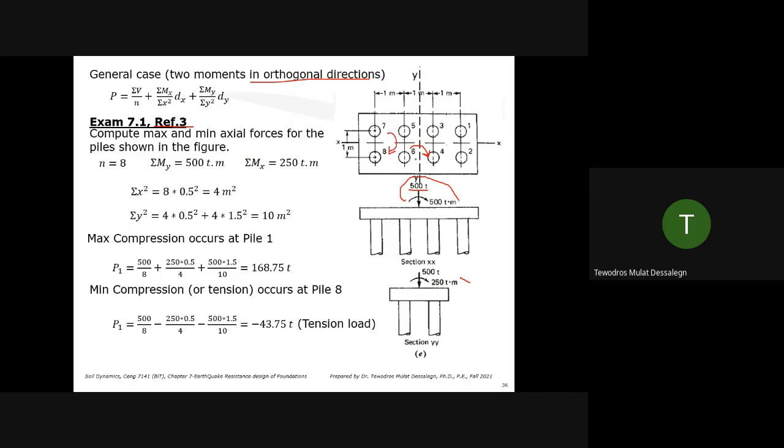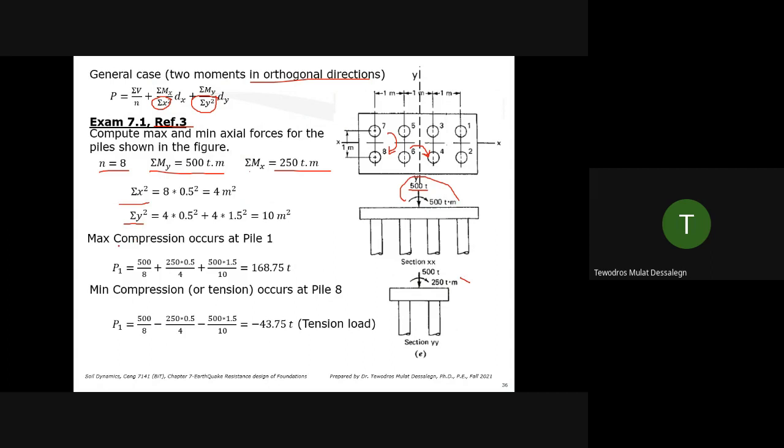So you have axial force and biaxial moments acting on this pile cap. So N, you have 8 piles, moment about y 500 ton meter, about x 250 ton meter. You should find summation of x squared, summation of y squared. We're going to use this equation.